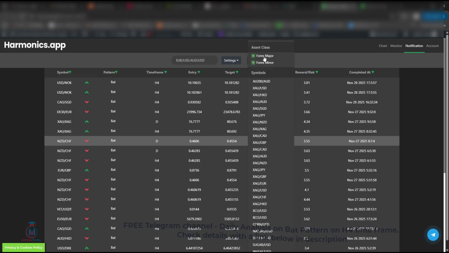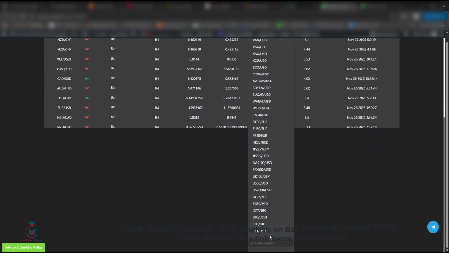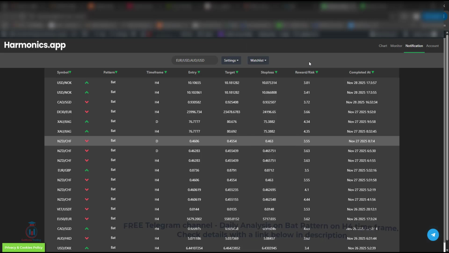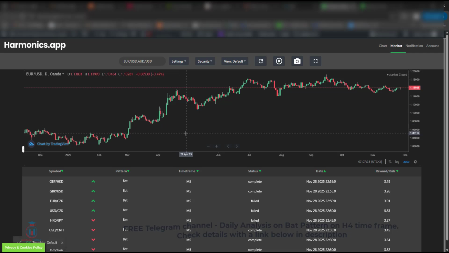Here inside the watch list you can select which symbols you would like to track. You have forex major, minor, and you can add freely which ones you would like to add more. So the scanner detects them and sends you notification on Telegram. Inside the monitor you can watch and make the analysis.